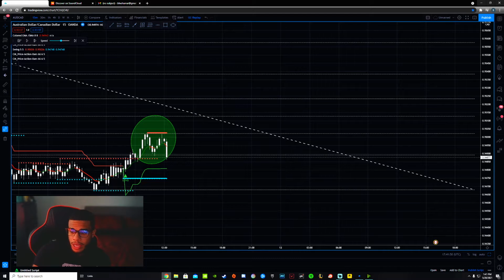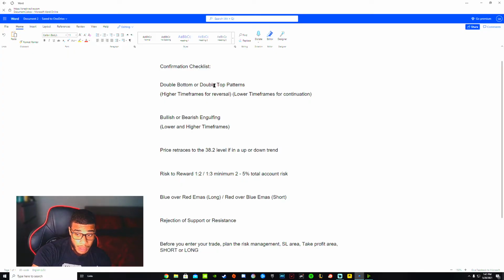So look, we already have a double top that formed. We have a bearish engulfing candle. Price did retrace to the 38.2 level. We're going to set up the trade so that it is at least double what we're risking, and we'll get into that very shortly.